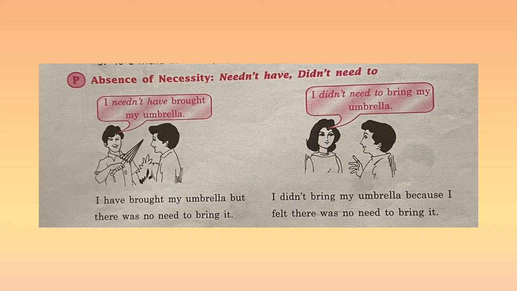In sentence 1, I needn't have brought my umbrella. In this sentence, I have brought my umbrella, but there was no need to bring it. Another sentence, I didn't need to bring my umbrella. It shows that I didn't bring my umbrella because I felt there was no need to bring it. So this is the basic difference between needn't have and didn't need to.